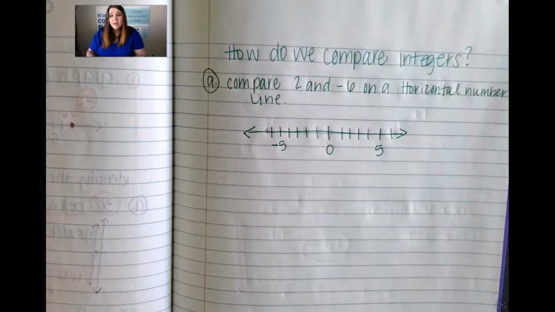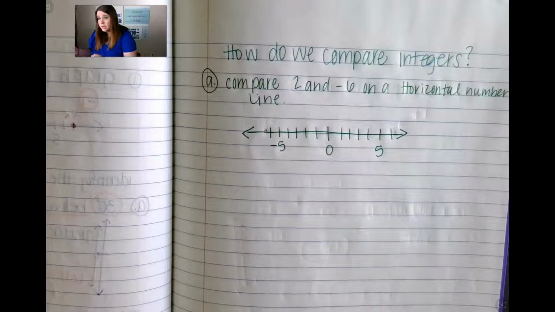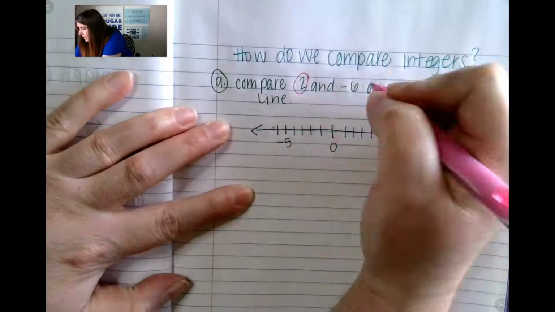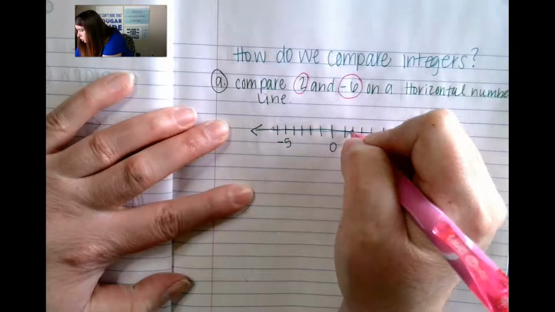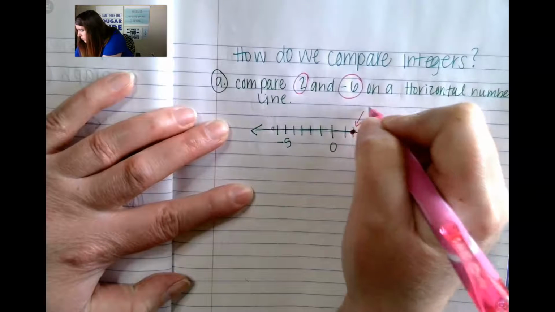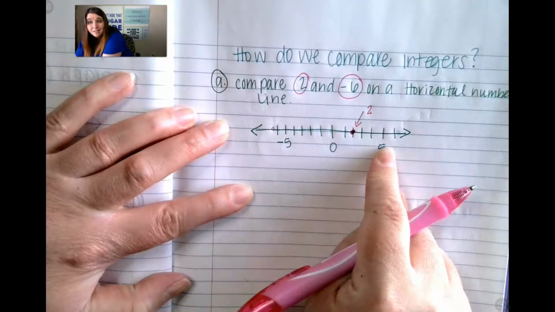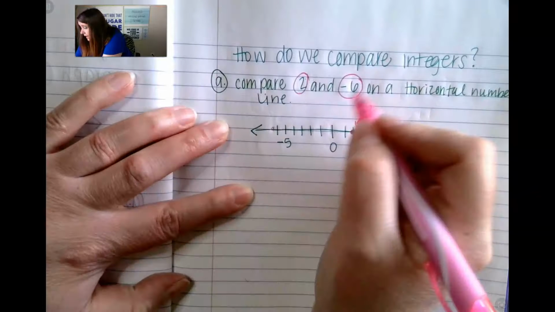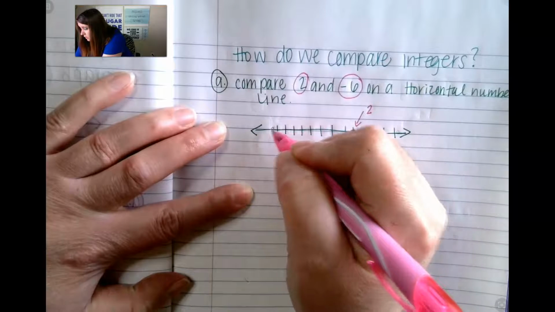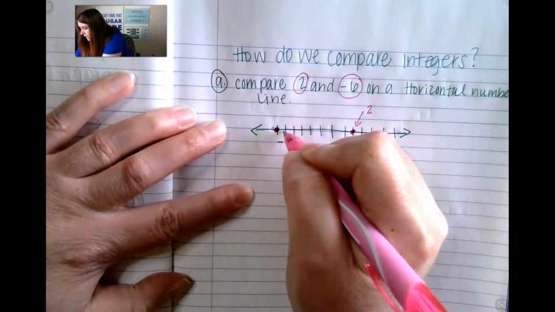So let's go ahead and talk about comparing. The first step in comparing is to graph. So we need to graph 2 and negative 6. 2 is 1, 2 jumps. Here's the 2, and it's a positive 2 because it's above 0, or to the right of 0. And negative 6 is below 0, or one line past negative 5.